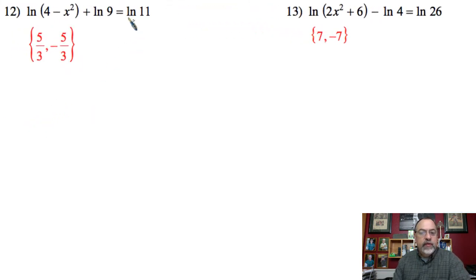Okay, number 12 here, again, we have a natural log on the other side, so we're going to have to move that to the same side so that we can apply our properties. So this is going to be minus natural log of 11 is equal to 0.